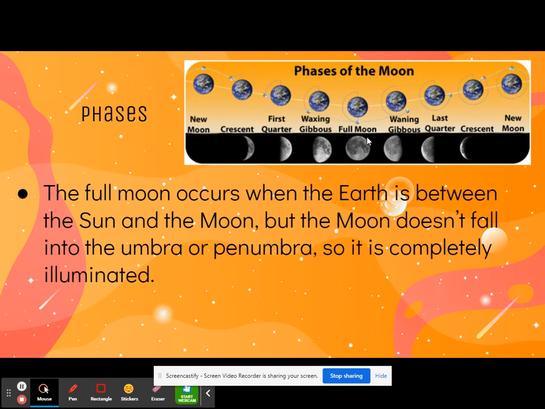I was just lost. The full moon is like halfway through the moon cycle. The full moon occurs when the earth is between the sun and the moon. But the moon doesn't actually fall into the umbra or penumbra. So it's actually completely illuminated. So it's really a half moon, but we call it a full moon because you can see all of what we can see. This happens about 2 weeks after the new moon, or 1 week after the first quarter.